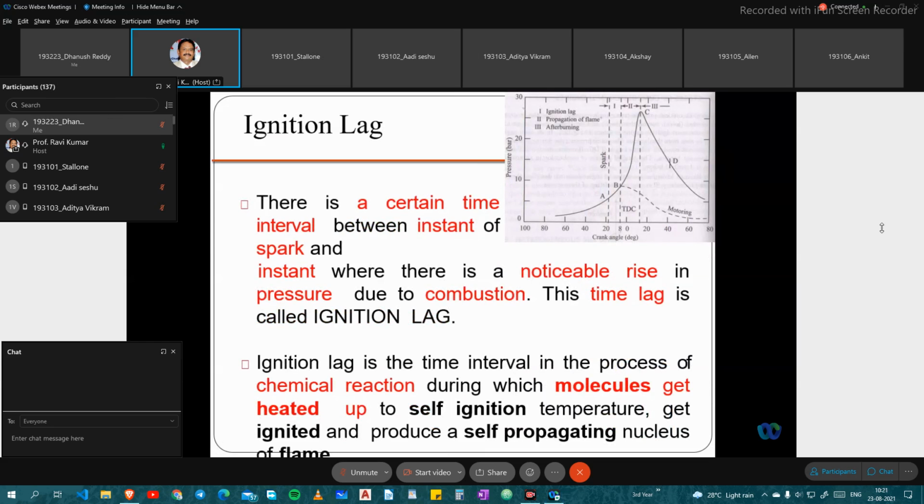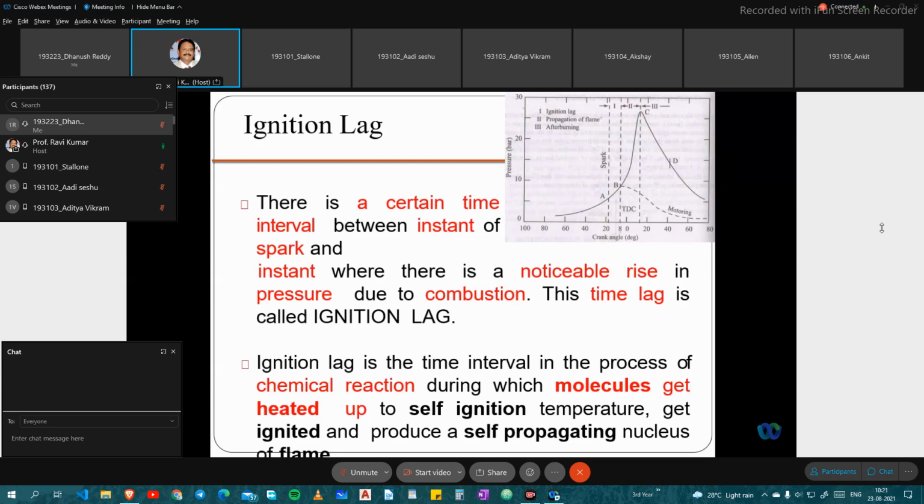Ignition lag is the time interval in the process of chemical reaction during which molecules get heated up to self-ignition temperature, get ignited and produce a self-propagating nucleus of the flame. But in a spark ignition engine we are giving the spark. In compression ignition engines, diesel engines, auto ignition takes place at the ending of the compression itself, with a lot of chemical reaction and high pressure developed. In spark ignition engines, we only create the spark to get the combustion. That is the main point here.